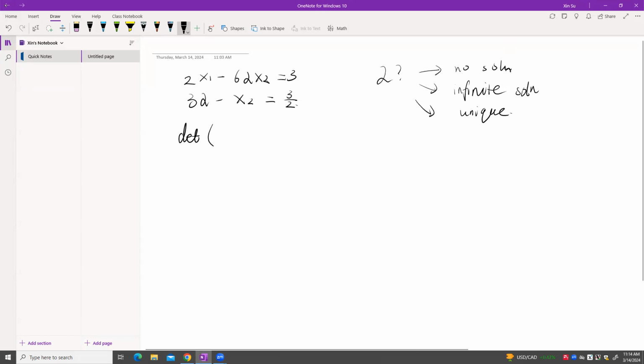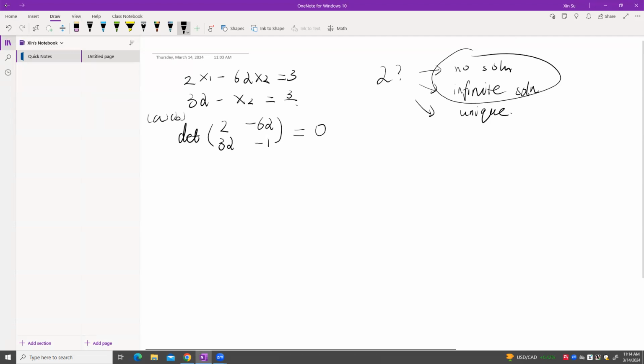We need to determine this. We need to determine the matrix we have here. The coefficient matrix has entries 2, negative 6 alpha, 3 alpha, and negative 1. This is the determinant of the matrix of coefficients. We need to get the determinant of it, and then handle the no solution and infinite solution parts. So this is question A and B.